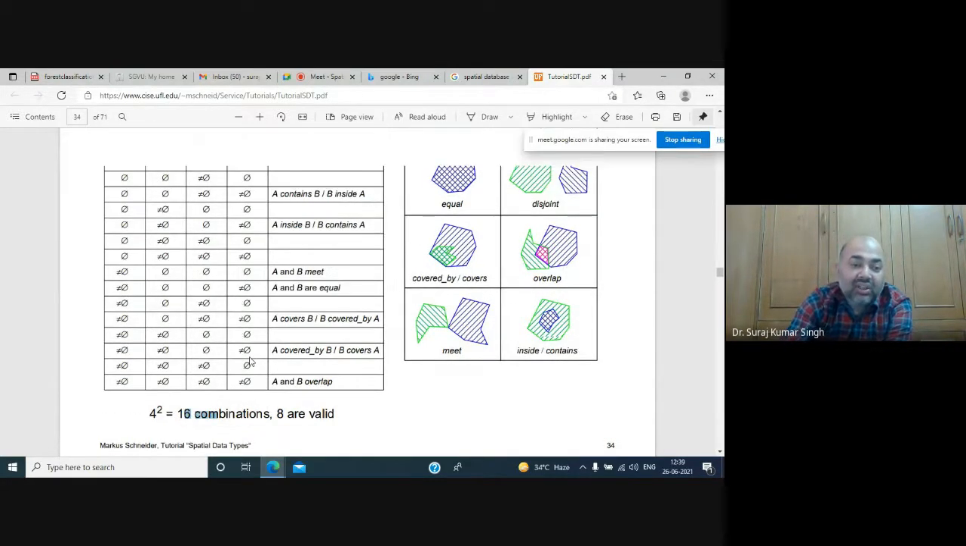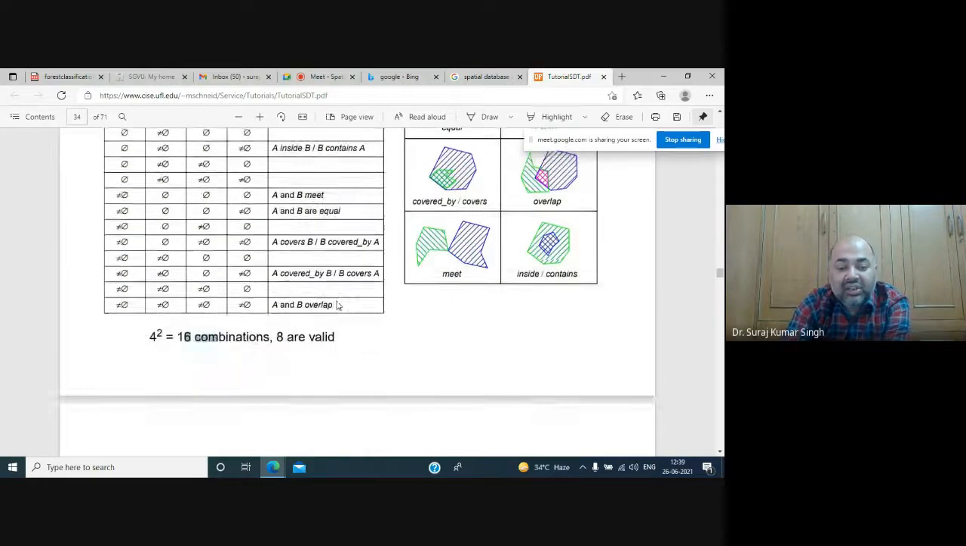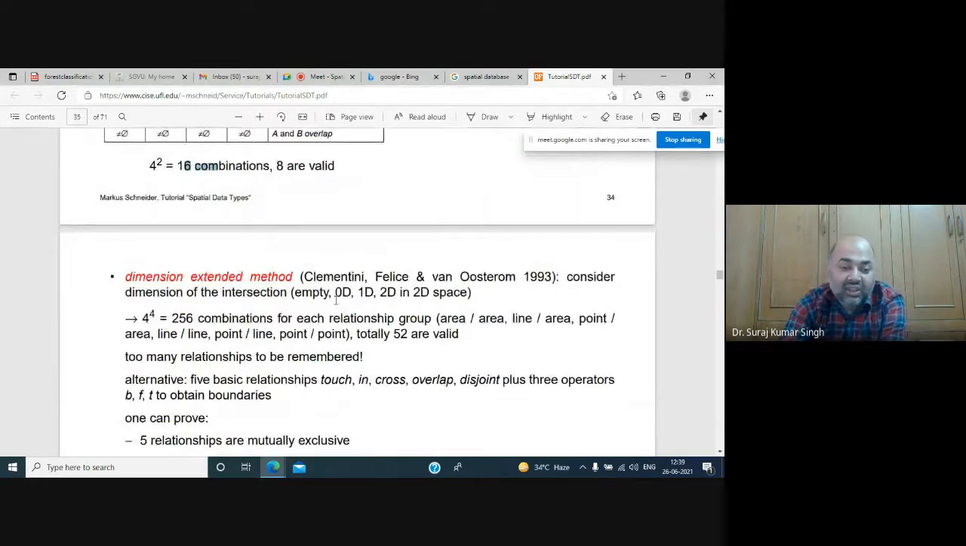So out of the 16 combinations with different intersection models, only 8 are valid. The dimension extension method, considered by scientists Clementini, Felice and van Oosterom in 1993, provided an empty set, 0D, 1D, 2D in 2D space. This is 4 to the power 4 equals 256 combinations for each relation group, that is area by area, line by area, point by area, line by line, point by line, point by point. In total, 52 are valid.